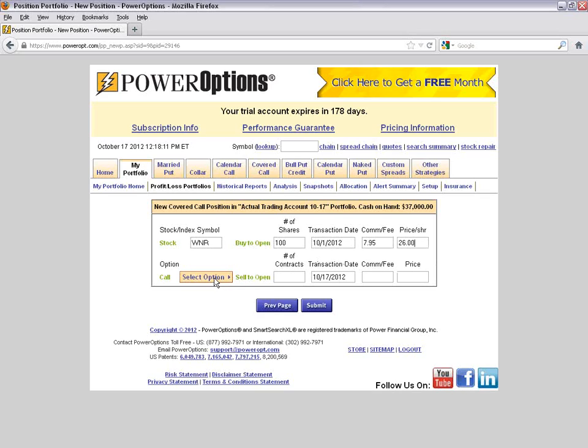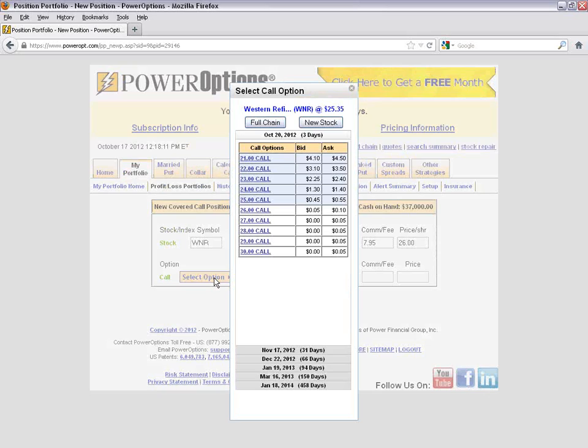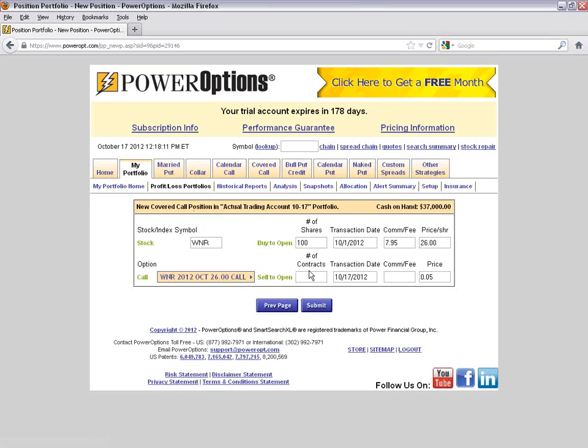Now, the system doesn't know what option we're using, but we do. So we're going to click that button there for Select Option. And let's say at the time when the stock was trading at 26, we went ahead and sold the 26 strike call on WNR for roughly, let's say, 70 cents. And we had a commission fee of, let's say, $7.95 as well. Oop, there we go, $7.95 as well. All right, we're going to put this back to 10-1. Okay, so now we've got our transaction as we entered in our brokerage account on October 1st, including the commissions. Once we have that entered, let's go ahead and click on Submit.